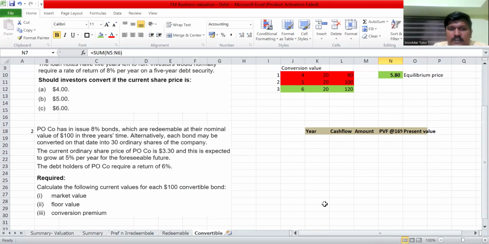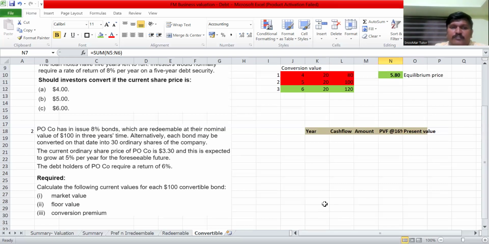So PO company has an issue of 8% bonds which are redeemable at nominal value of 100 in 3 years' time. Alternatively, each bond may be converted on that date into 30 ordinary shares of the company. The current ordinary share price of PO company is 3.30, and this is expected to grow at 5% per year for the foreseeable future.